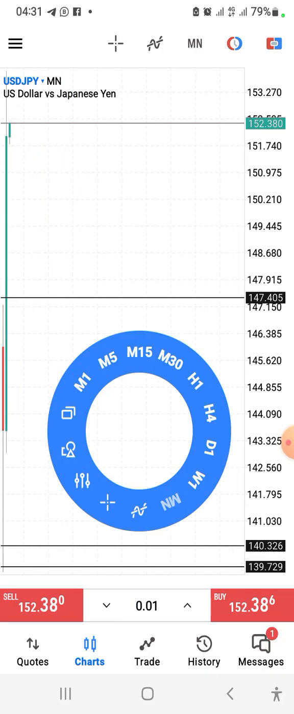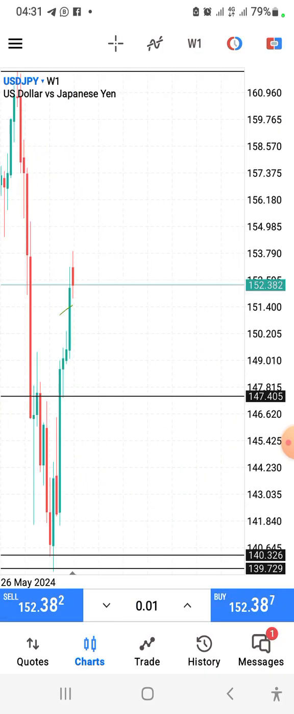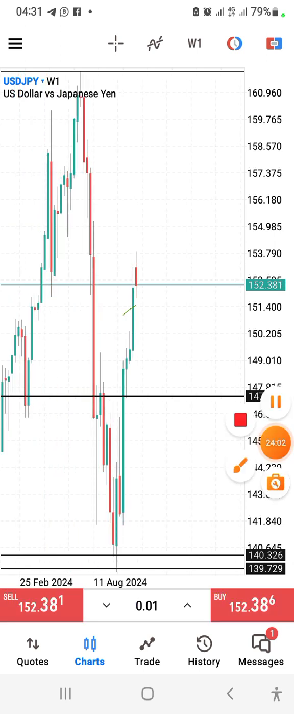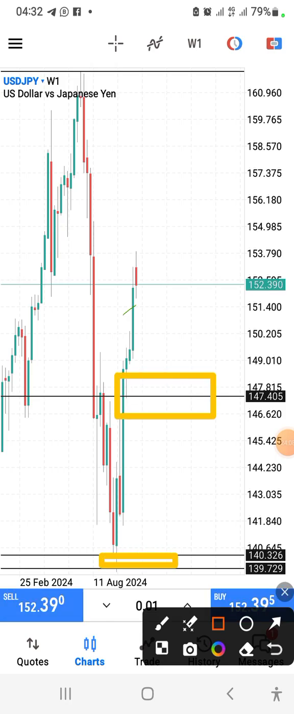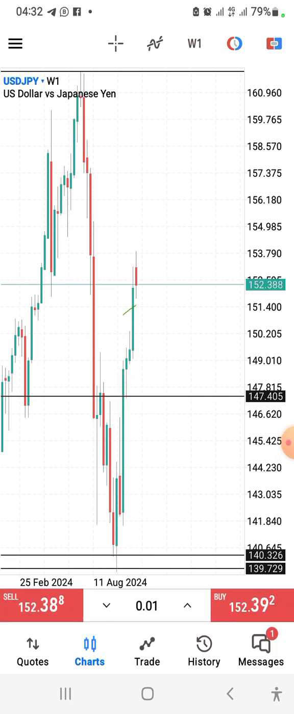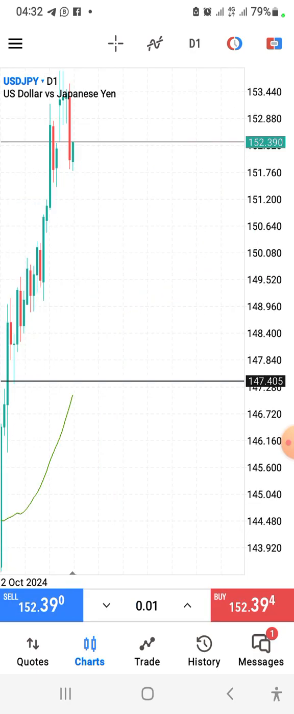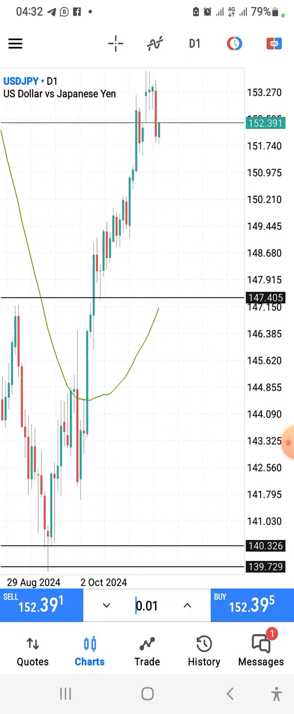It's an uptrend, and the week is a downtrend. So we are looking at this level. We are looking at year and year to do what? To sell. So that's where we are looking. Now let's check the daily. This daily is telling us we are buying.